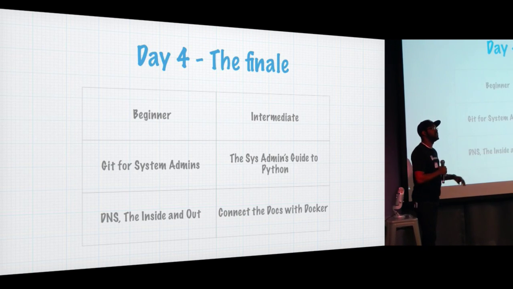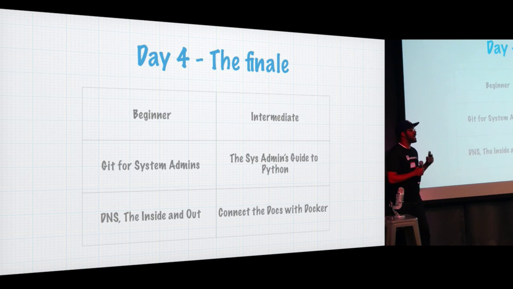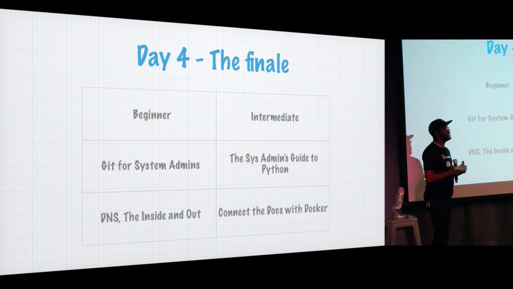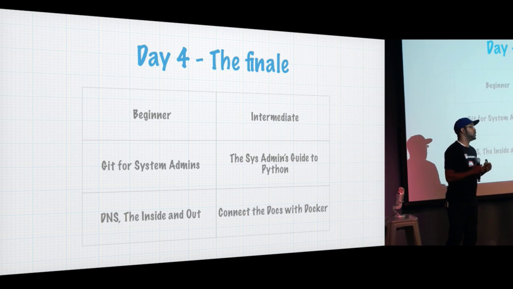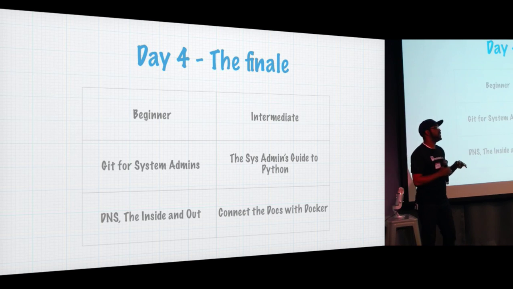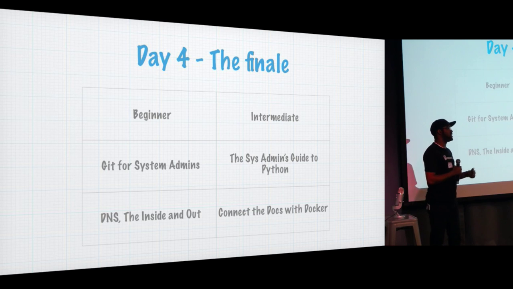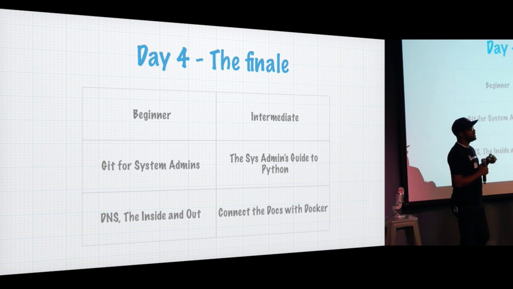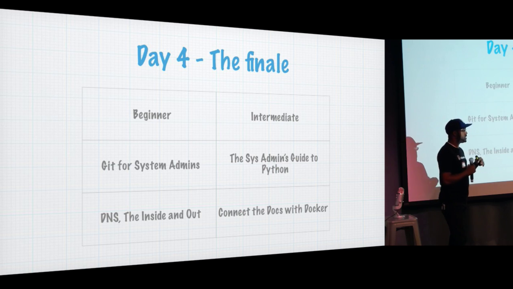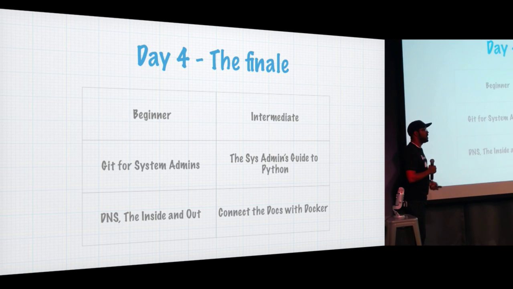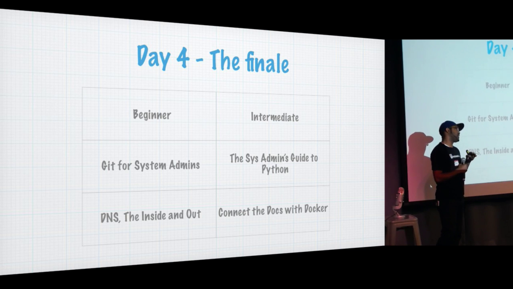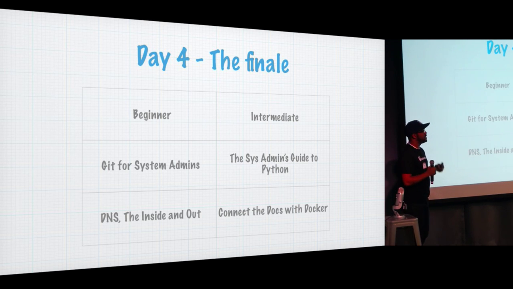Finally, day 4, the finale. This was actually the lighter of all the days, since everyone's going home and the conference ends at noon. So these are definitely more of the beginner and intermediate courses, like Git for system admins and DNS inside and out. They also had a shop on Python and another Docker talk. I went to half of the Git for sysadmins and half of the DNS inside and out. Two great talks, kind of split.